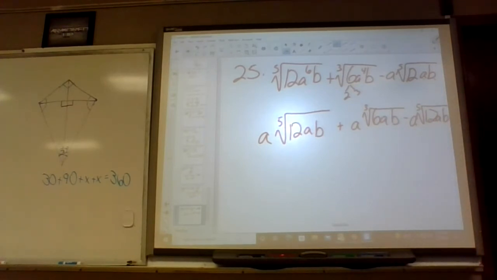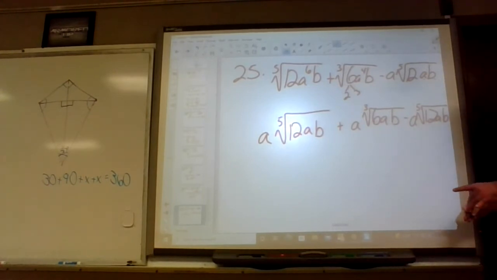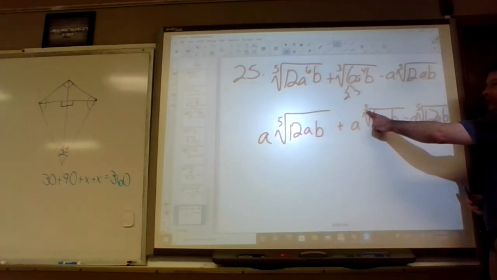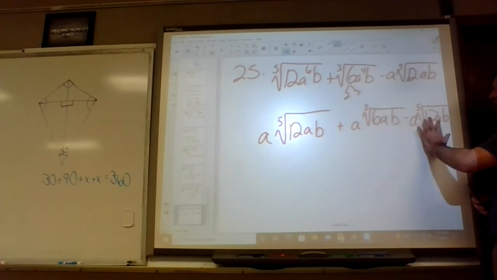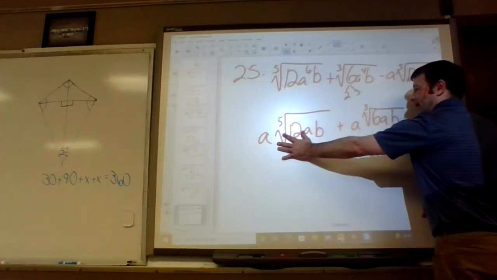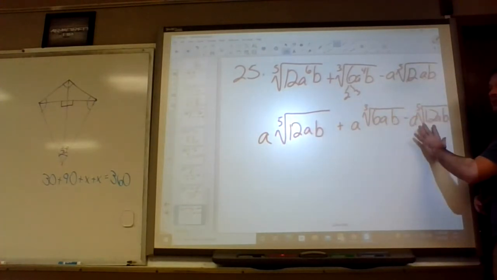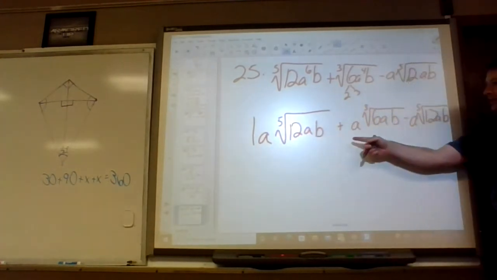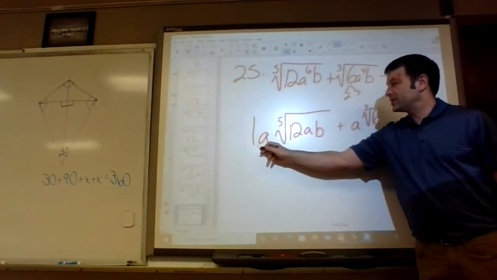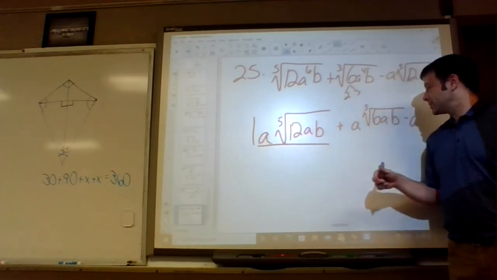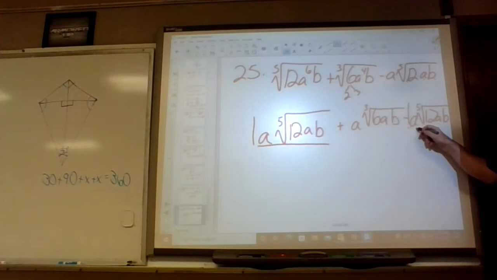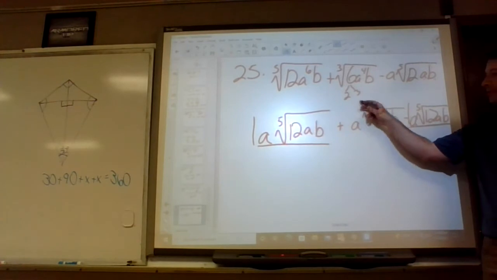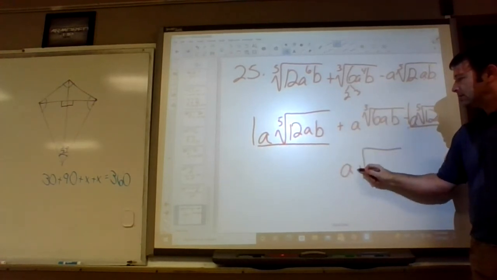Okay, do I have any like terms? Yes. Are they all like terms? No, this one is a cube root, so it gets disqualified, but these two are the same. What do that and that put together make? 0. Because we have 1 of all this stuff, and minus 1 of all that stuff. So that's 0. So my final answer is just the middle term. That was a doozy.